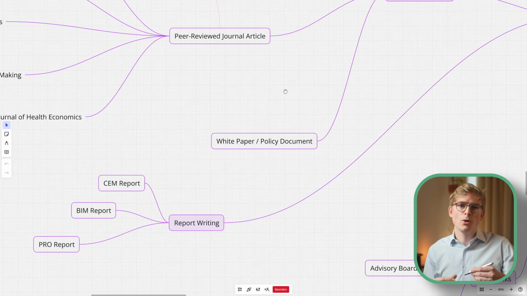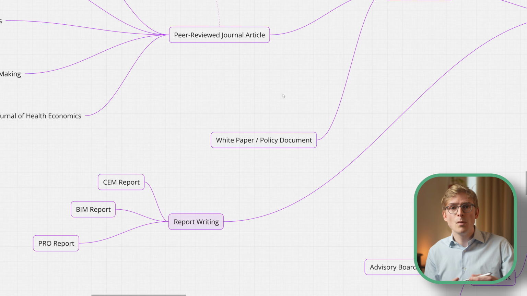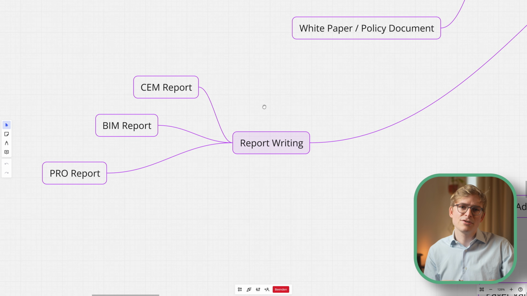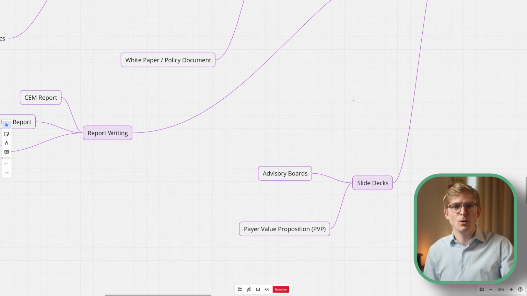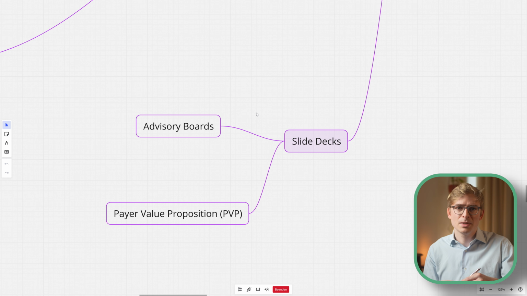Alternatively, you could also work on a report for a major deliverable like a CEM, BIM, or PRO study, which is what I've labeled report writing, as you can see here. Last but not least, I've included slide decks for advisory boards with the key opinion leaders in a field or payer value proposition materials as a subtype of medical writing.